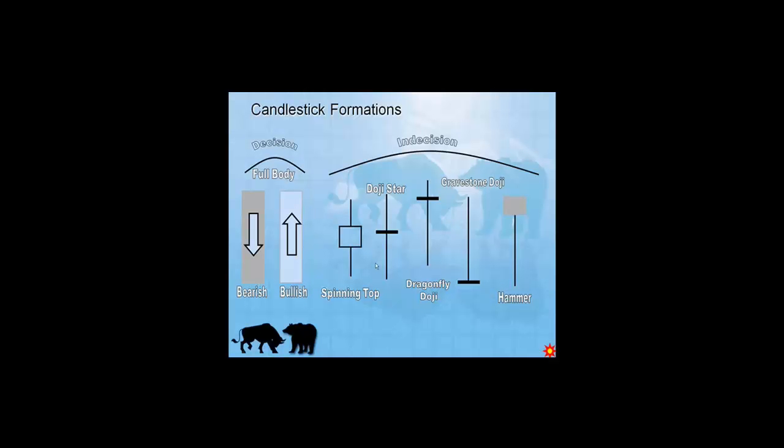An indecision candle is one where the wicks are bigger than the body. The market's undecided what it wants to do. For example, here, look at it, it opened here, closed here, and it had gone up and then down, but it opened and closed very close to each other. Here the opening and closing, very indecision candles, and these have names. This would be a spinning top, a doji, a dragonfly doji, a gravestone doji, and a hammer.